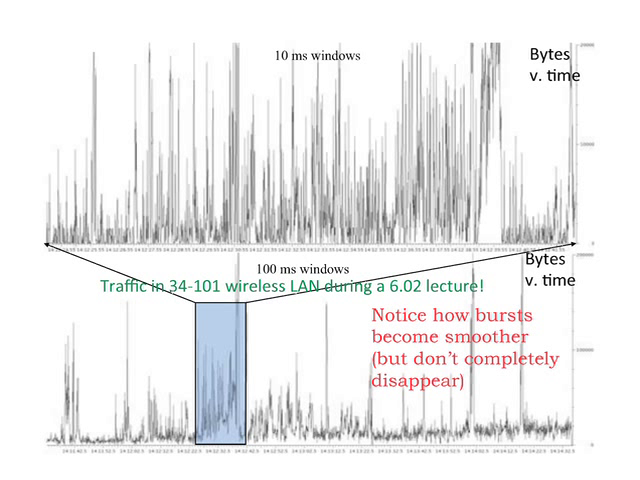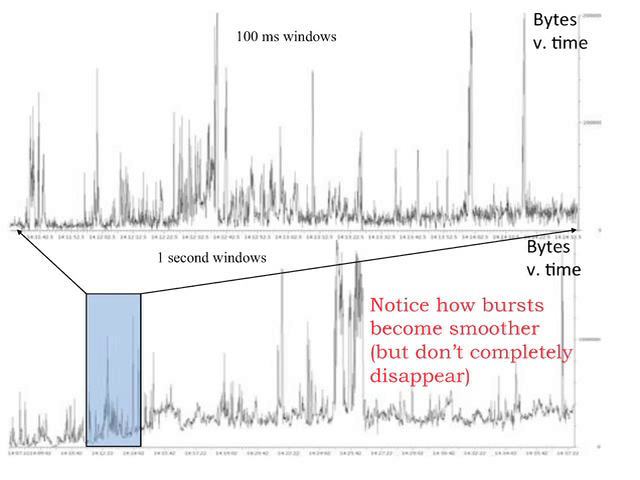Now, you can see what has happened when you've picked a bigger window of time. Has it become smoother or less smoother? What can you say about it? It's become a little smoother, but there still are these peaks. The bursts do become smoother, but they don't completely disappear. And what's remarkable about network traffic is that these bursts never completely disappear, but they do get a little smoother as you aggregate over more time. Over 100 millisecond windows, that's what it looks like. Over 1 second window, it looks smoother.